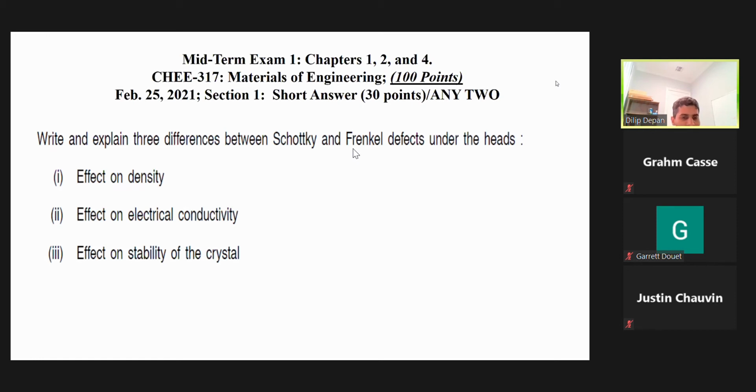Okay. Effect on electrical conductivity. See, electrical conductivity means what? The movement of the ions, right? Whether it will be the movement of electrons or the movement of the ions. During the Schottky defect, your cation and anion both are missing. Wherever they were there initially and now they are missing, that's like a gap. It is considered as a hole.